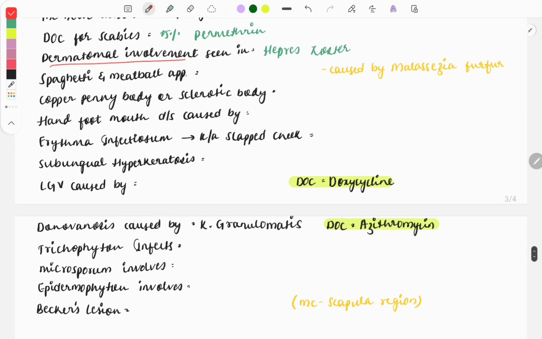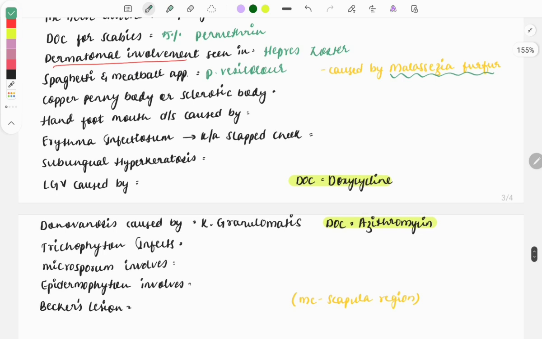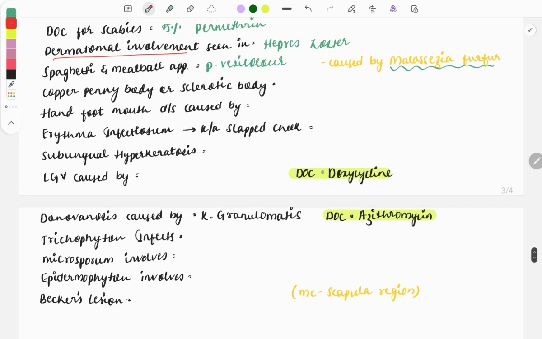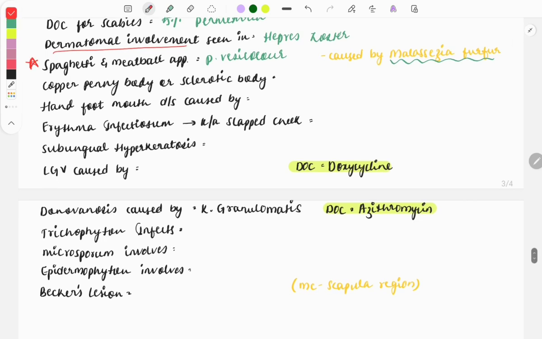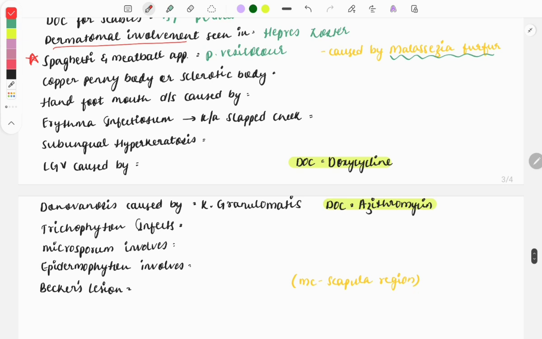And moving on to the next, spaghetti and meatball appearance is seen in pityriasis versicolor, and the causative agent of pityriasis versicolor is Malassezia furfur. A repeatedly asked one-liner, so this is very important, spaghetti and meatball. Okay, then moving on, copper penny bodies or sclerotic bodies are seen in chromoblastomycosis. Image based questions have also been asked on chromoblastomycosis, on these copper penny and sclerotic bodies.